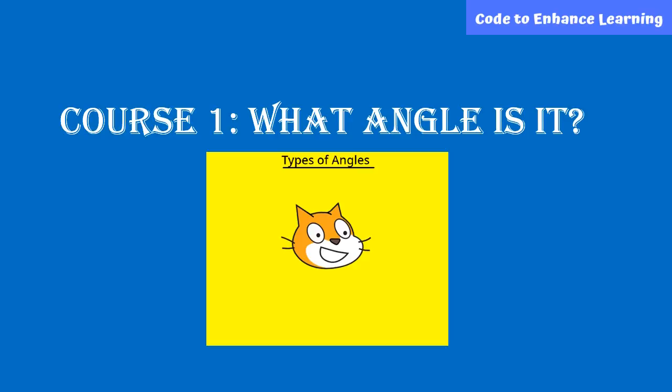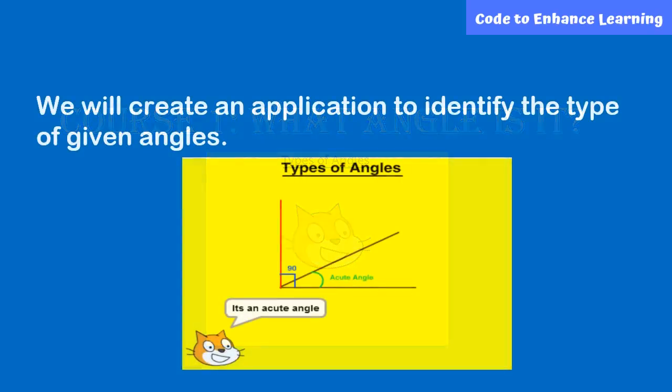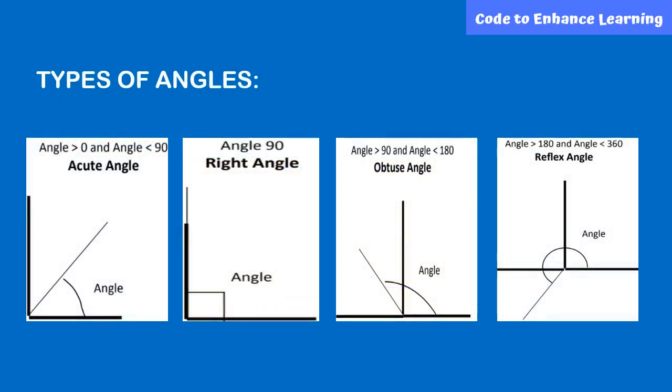How do you think we can use coding to create an application, game, or animation to help kids identify types of angles? In this lesson, we will make an application to identify the type of a given angle. The angles are of four types. Depending on the range in which the measure of the angle lies, they are as shown in the image below.